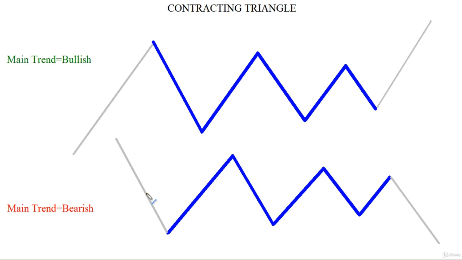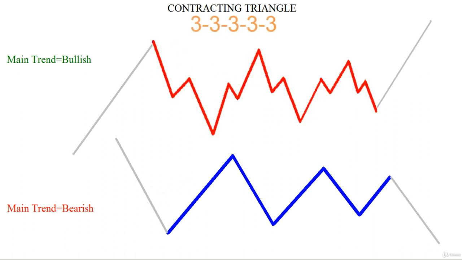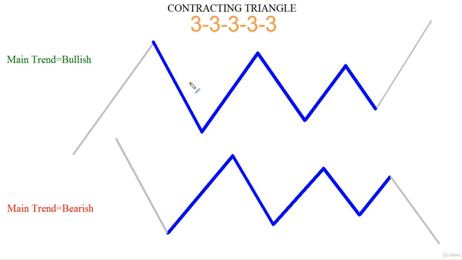So in general, a triangle is a 3-3-3-3-3 pattern, right? It has 5 waves in it, and all these waves are labeled as waves A, B, C, D, and E. Let me label them for you. So these are the labels of a triangle: wave A, B, C, D, and E. Similarly, in a bearish market, wave A to the upside, B, C, D, and E. After the completion of a triangle, the main trend resumes, okay?